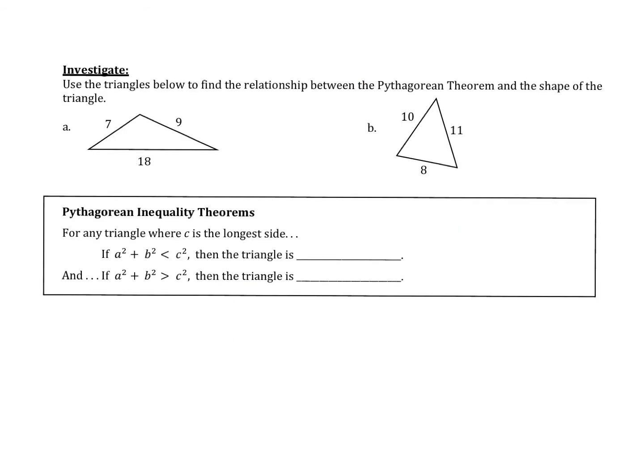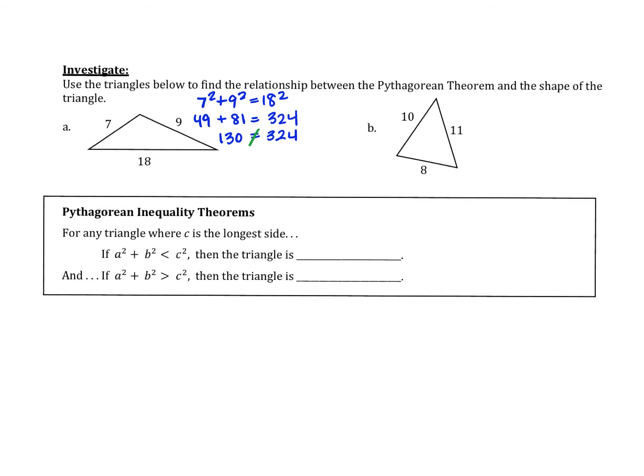We're going to continue to use the converse of Pythagorean theorem, and we're going to relate it to the Pythagorean inequality theorems. So let's do letter A. So we have 7 squared plus 9 squared is equal to 18 squared. So we have 49 plus 81 is equal to 324. And then when you add 49 and 81, you get 130 is equal to 324. So these are definitely not equal. Okay, look at letter B.